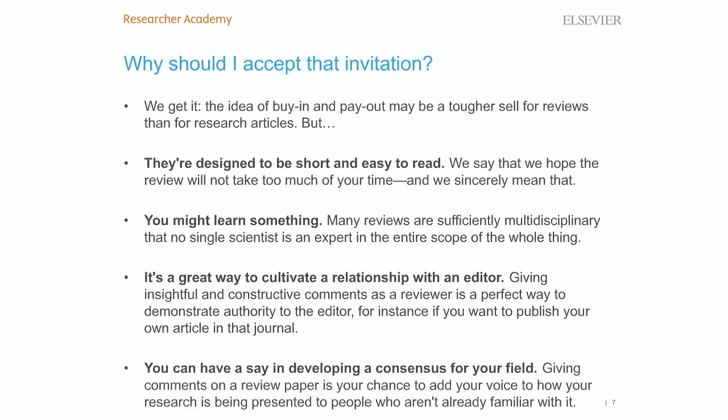And finally, maybe the most important scientifically is that, again, going back to the idea of a review article having a really broad audience and being used to teach the field to new people, you have a say in how your own field is presented. So you can see how another expert wants to pitch the field to non-experts, and then you can add your voice to that by providing constructive comments as a peer reviewer.